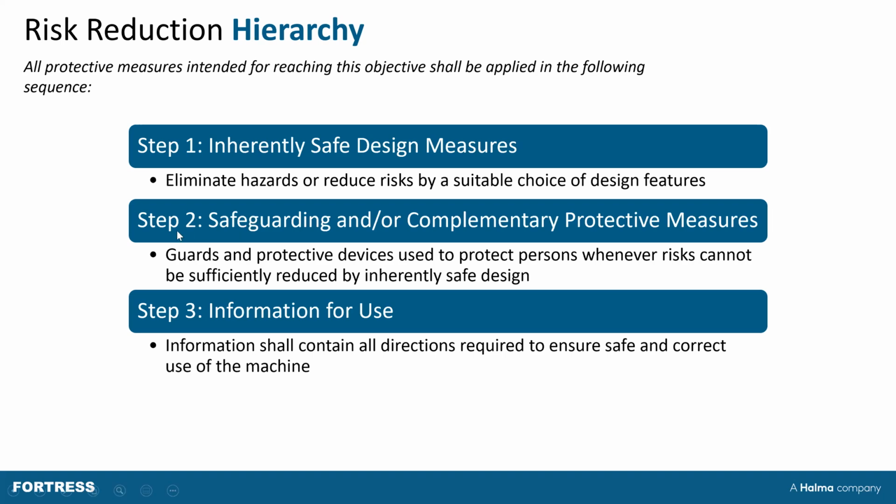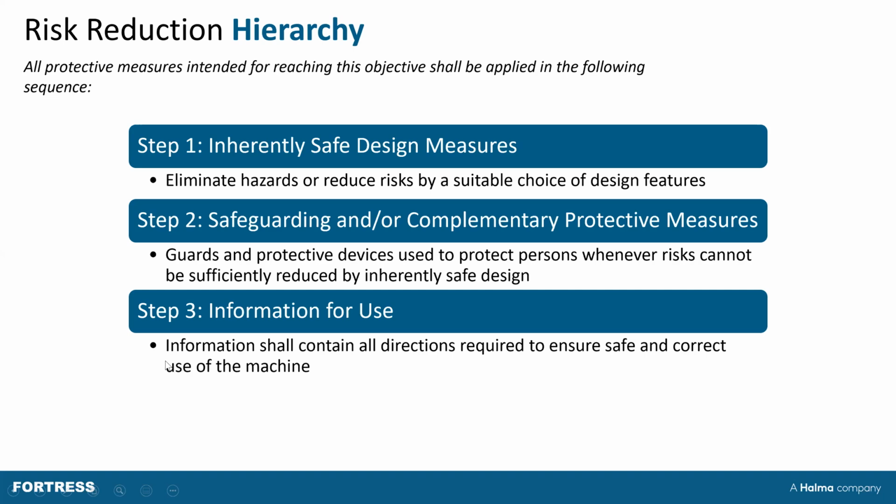Step 2, safeguarding and/or complementary protective measures. And that's probably going to be the bulk of this, because that's the most interesting area and what we also have the most experience in. So that's going to be your guards, your protective devices. That's anything that physically removes a person from that risk. So whether it's a fixed guard or an interlock that ensures that you can never be next to the hazard, so as soon as you open a gate, the hazard turns off. You can't ever physically get near that hazard by some means. That's a safeguarding or complementary measure.